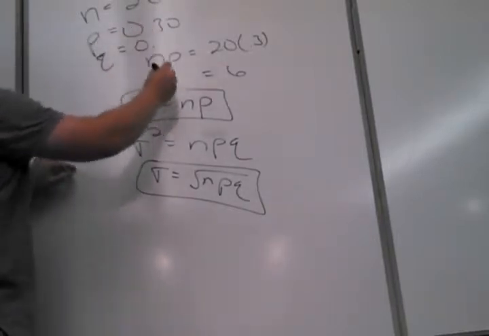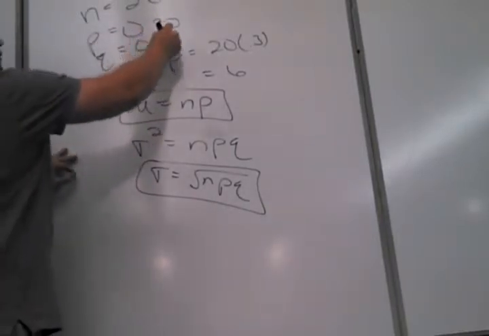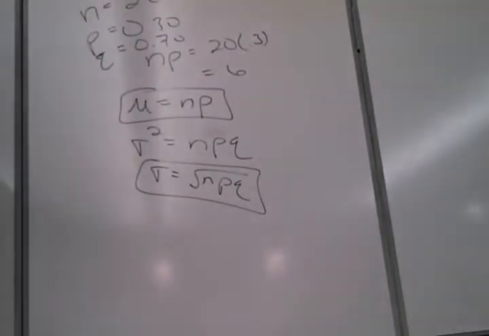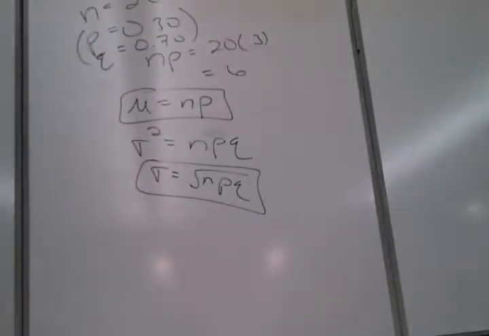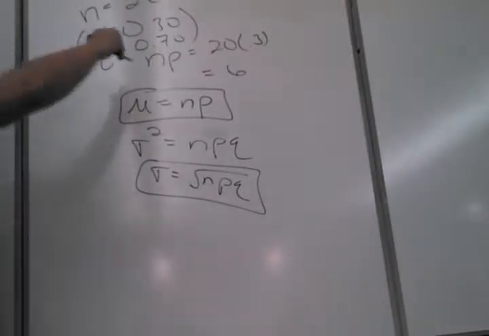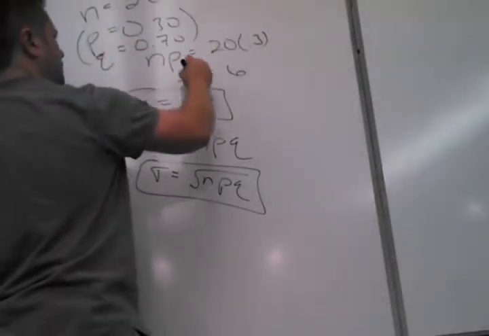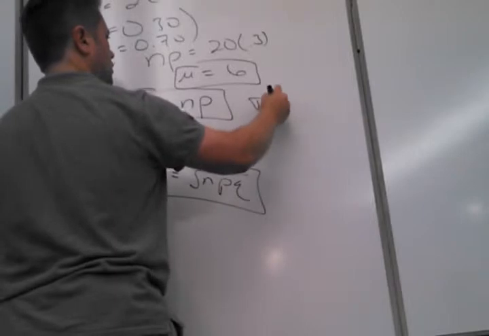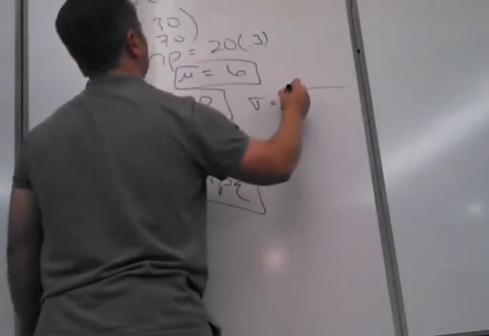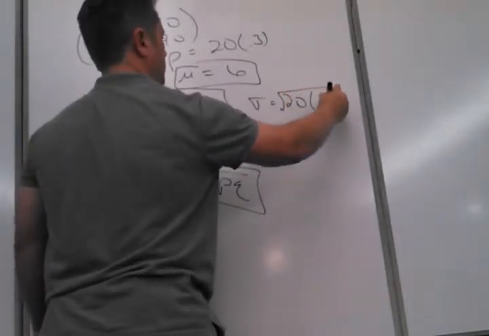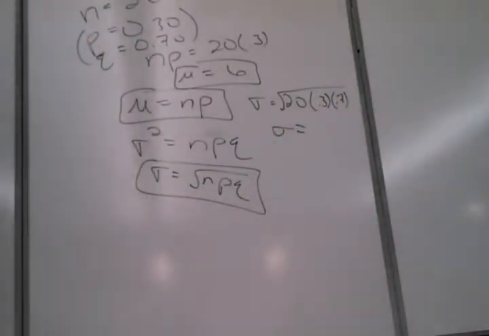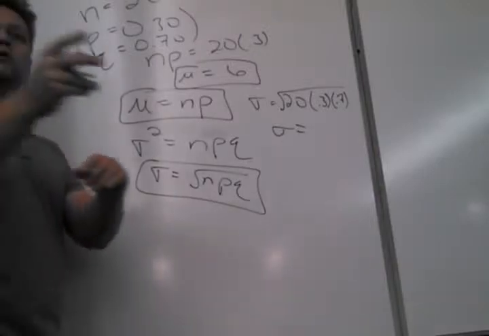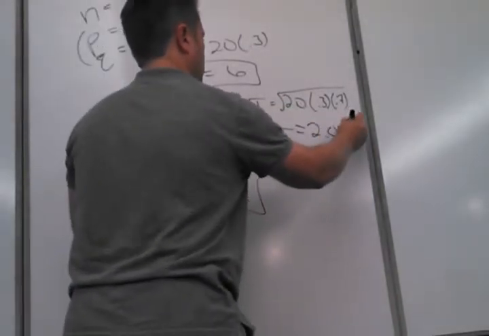0.7. Yeah, 30%, 70%. Of course, those two always have to make one when you add them up. So for his average, it's 6. His standard deviation, what is it, square root of 20 times 0.3 times 0.7? 2.049. 2.049 sounds about right.